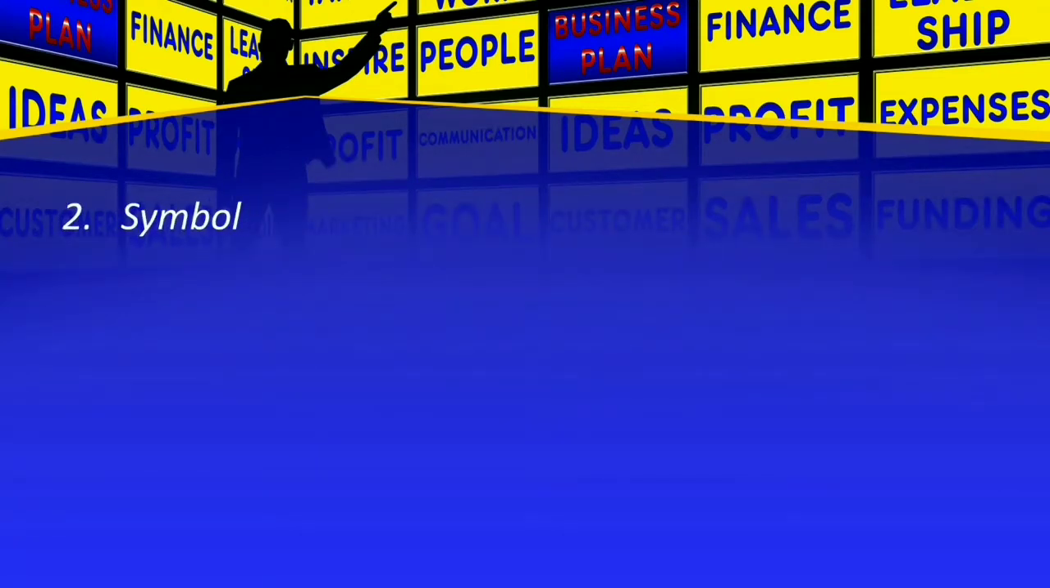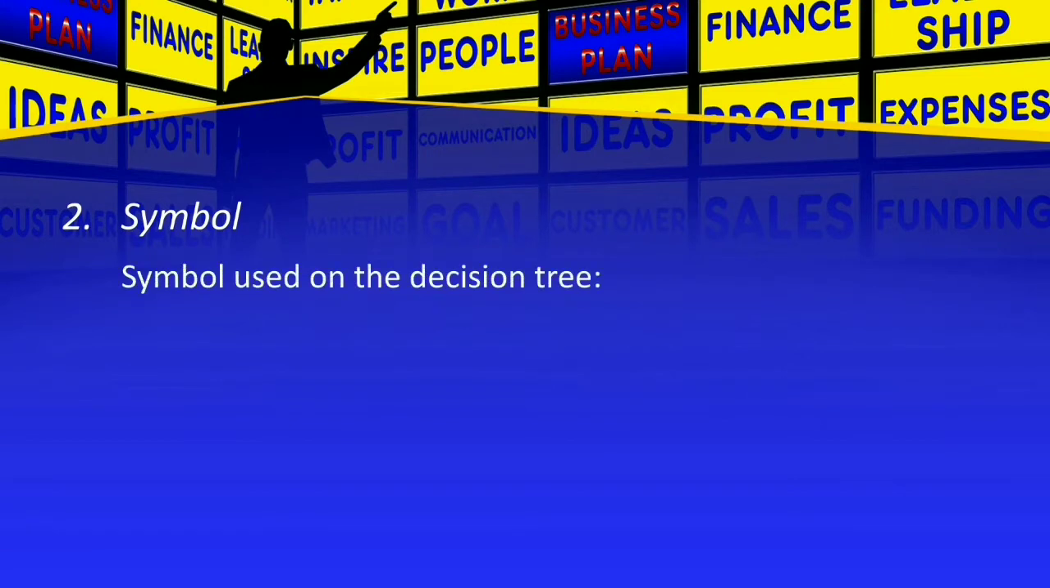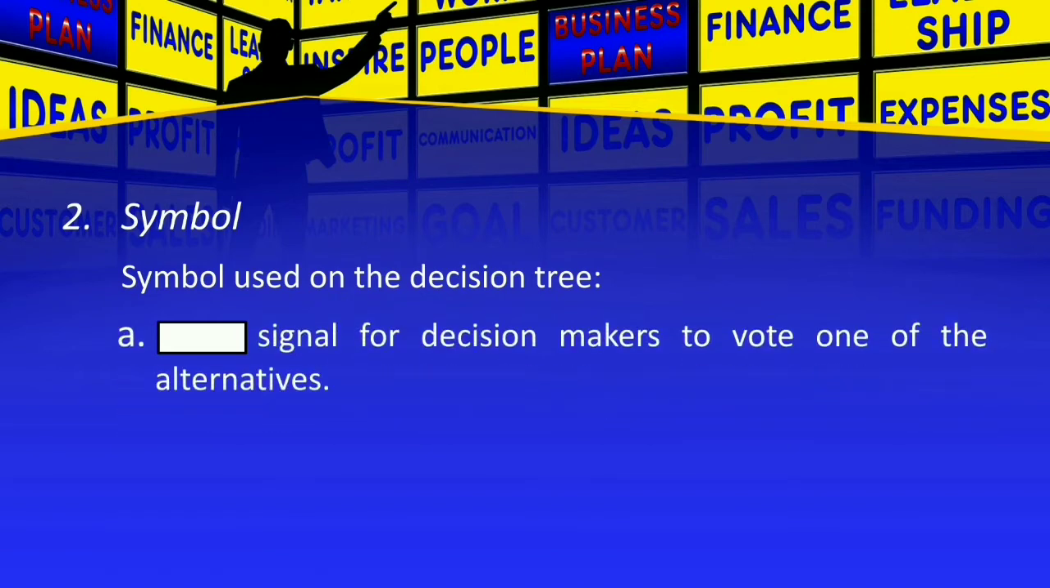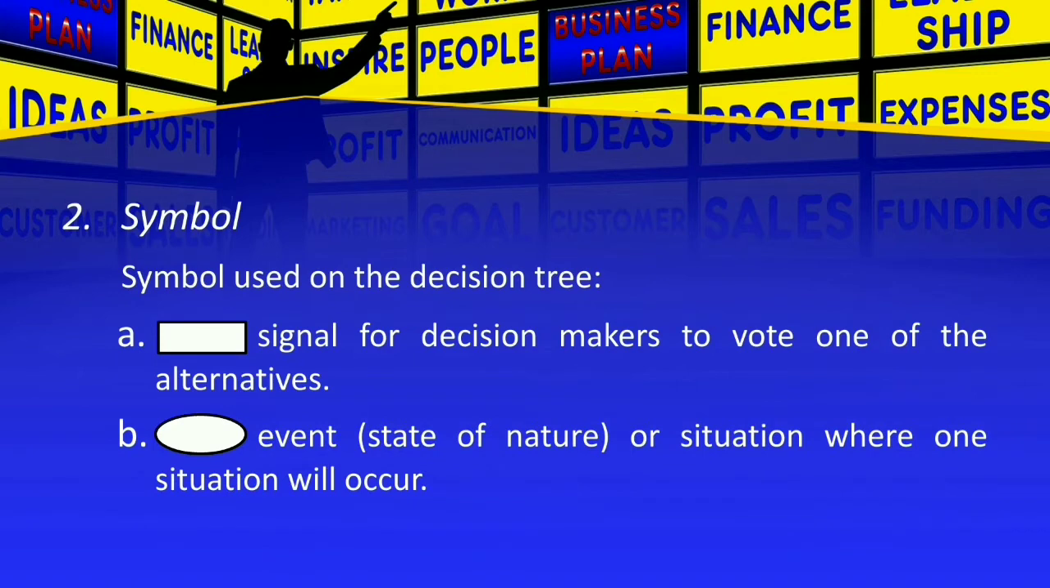And the second is symbols. Symbols are used on the decision tree. The first symbol is the square. A square symbol is a signal for decision makers to choose one of the alternatives. And the second symbol is the circle. A circle symbol is an event or state of nature or situation where one situation will occur.